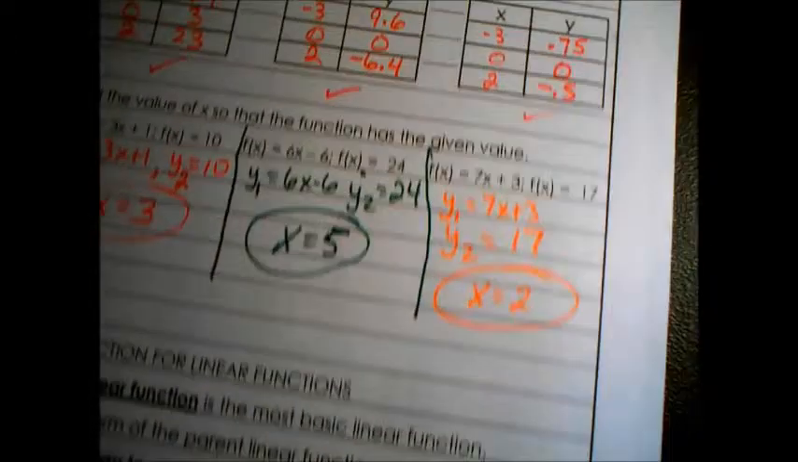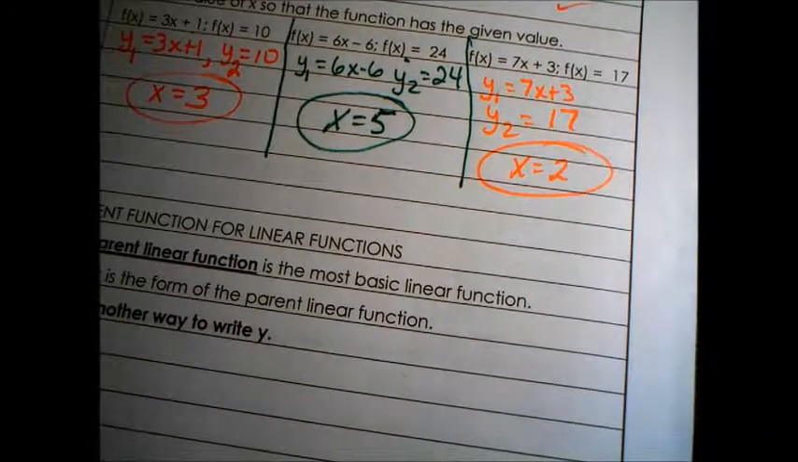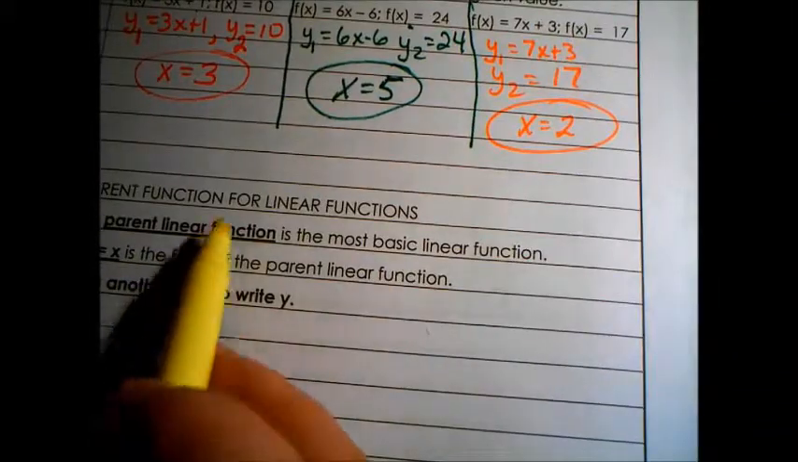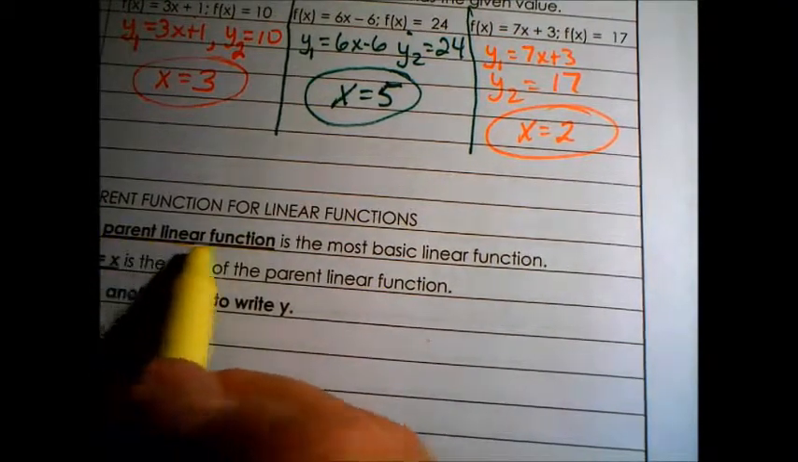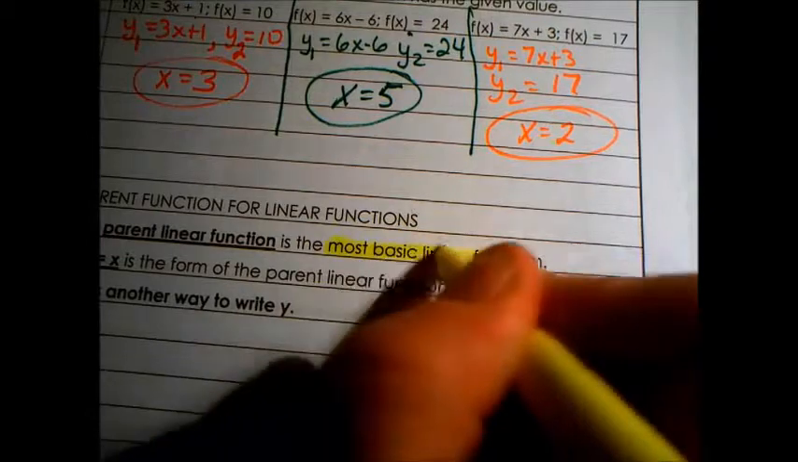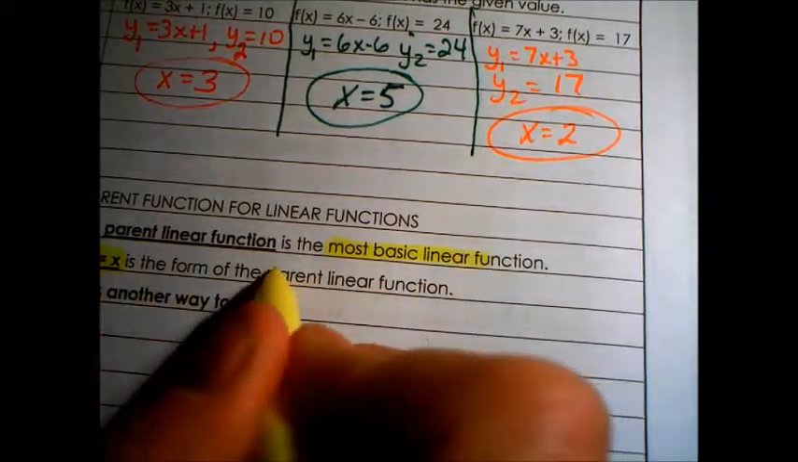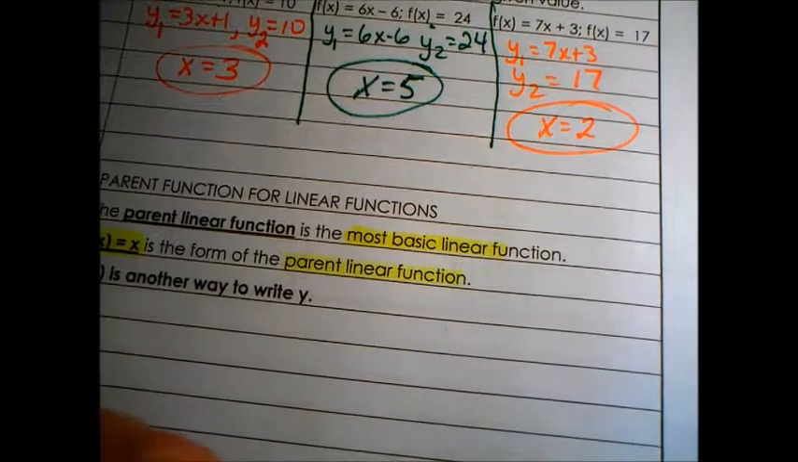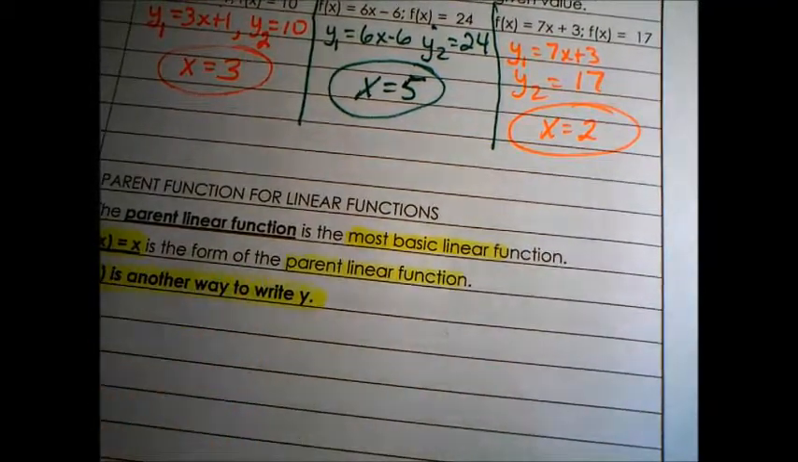Okay, so here is some important information down here at the bottom. Let me get my highlighter again. Oh, there it is. It says parent functions are linear functions. It means they're straight lines. The parent linear function is the most basic linear function. It has f of x equals x, called the parent function, and it says here f of x is another way to write just y on this problem.